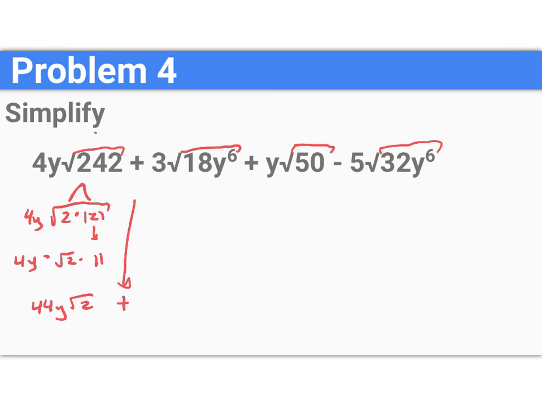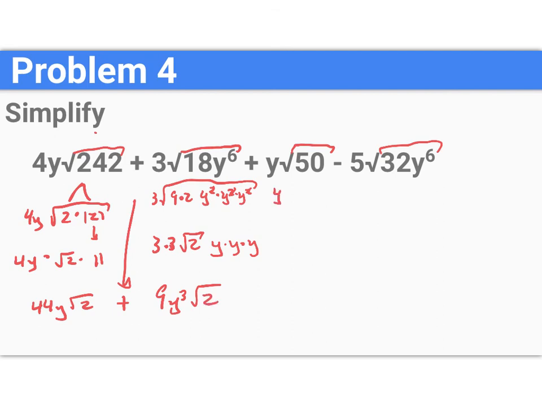Bring your 3 down. Let's see. Y to the 6. If I do y to the 6, I got y squared times y squared times y squared. And the square root cancels those out. And we got 9 times 2. The square root of 9 is 3. Root 2 is root 2. And then y squared, y squared, y squared. The square root cancels out all of them. And so I'm left with y times y times y. So I get 9y cubed root 2.